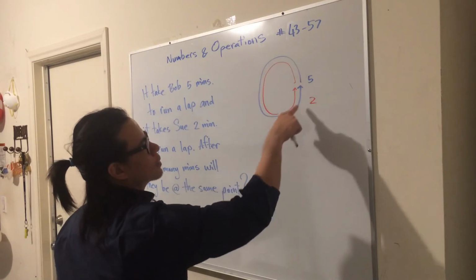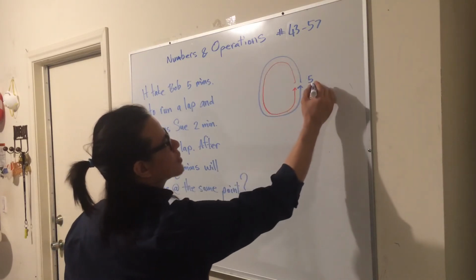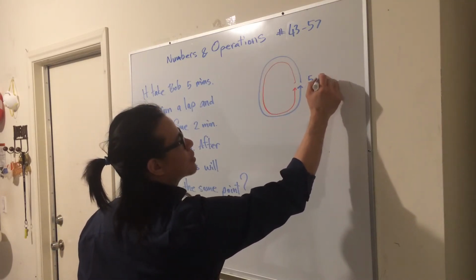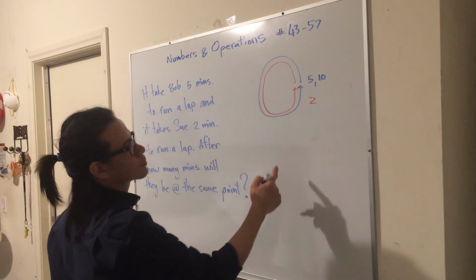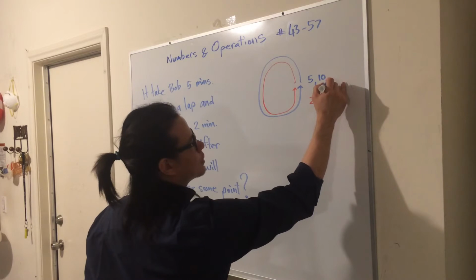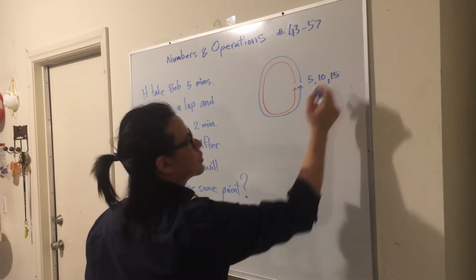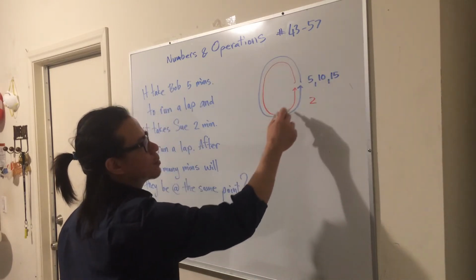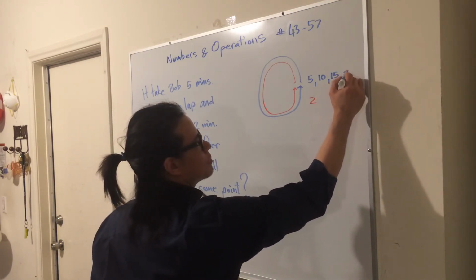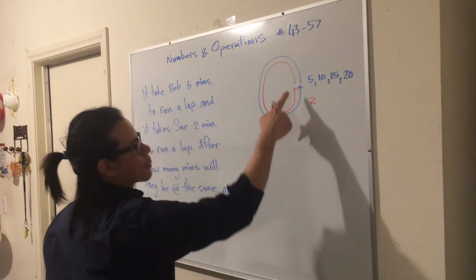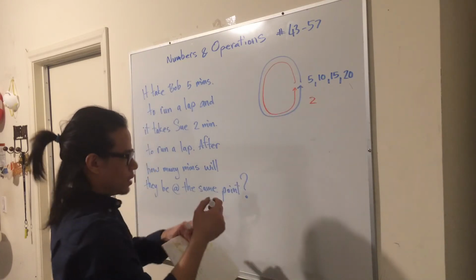So Bob does a lap in 5 minutes. After 5 more minutes, at 10 minutes, Bob is at this point, right? After another 5 minutes, so that makes it after 15 minutes, Bob is at this point, right? Okay, after 20 minutes, he's at this point, okay?